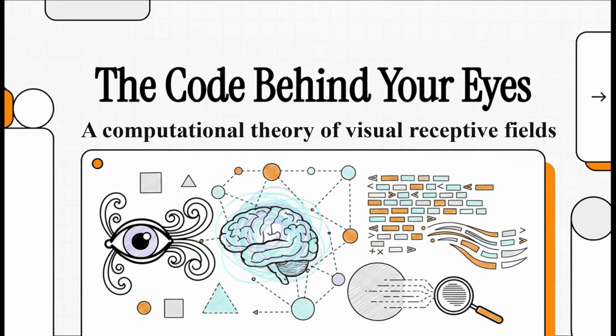Have you ever stopped to think about how you see the world? It just happens, right? Effortlessly. But under the hood, your brain is running some of the most sophisticated software on the planet. And today, we are going to pick at the source code for that software, a theory that explains the very structure of our vision, not by looking at the brain, but by starting with the pure, undeniable logic.